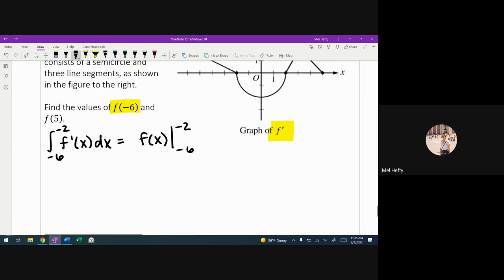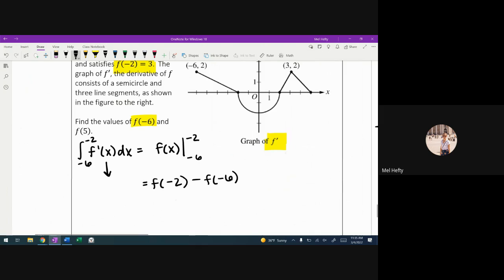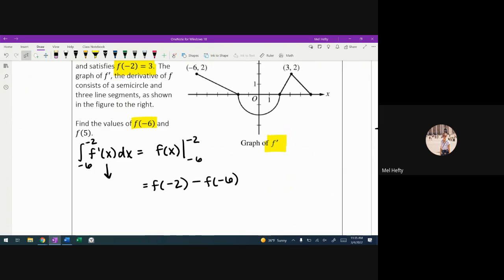All right. As we remember, this is us plugging in our bound. So we would be doing f of -2 minus f of -6 to be able to plug in. Now, this integral, I don't know what function f prime of x is. So what do I know about integrals if I'm working with a graph? It means area. And in this case, I mean the area from -6 up to -2.